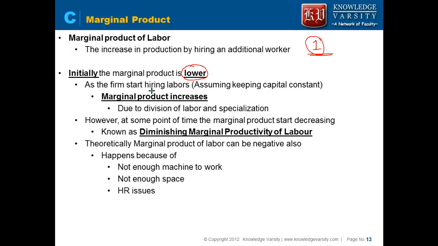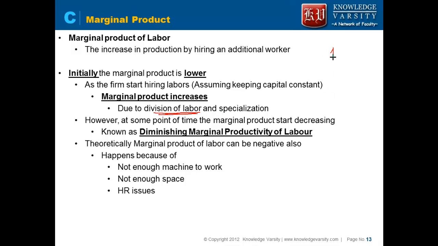Now as the firm starts hiring labor, you have hired a second laborer, a third laborer, and so on. Please note that we are keeping the capital constant. That is, the space is not increasing, machines are not increasing. The company has invested in some capacity at the start and that is not increasing. Initially as you hire more and more workers, you will find that the marginal product increases. What could be the reason for the increase in the marginal product? It is because of the division of labor.